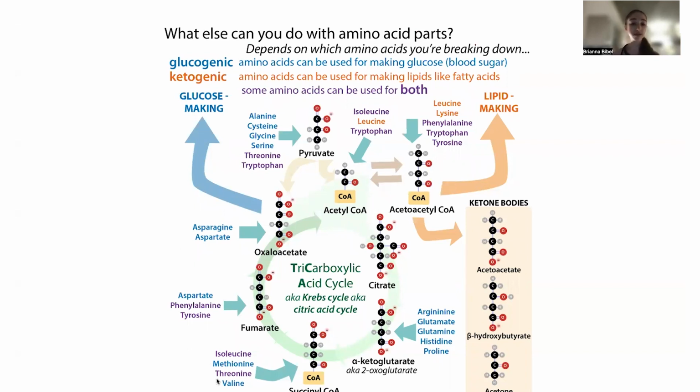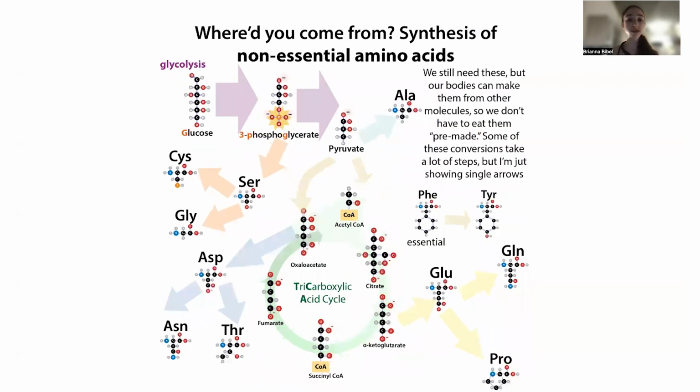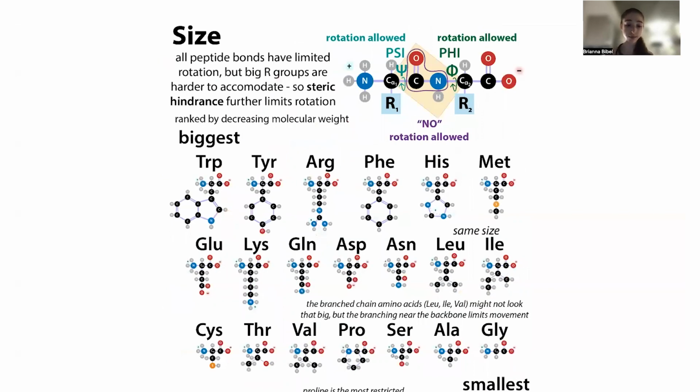And therefore, because valine can be used to make this, and this can be used to make glucose, we call valine glucogenic. So it can be used to make glucose or blood sugar. Also, like the other branched chain amino acids, valine is essential. So you're not going to find it on this chart, because our bodies can't make it. If something is non-essential, that doesn't mean you don't need it. It just means that your body can make it from other things. In the case of valine, we can't make it from other things, and so we call it essential. We need to get it pre-made in our food.